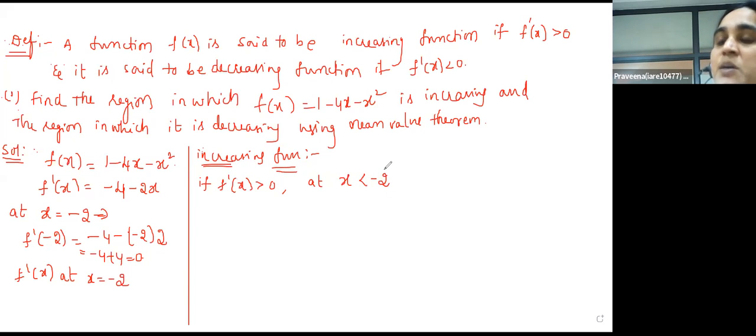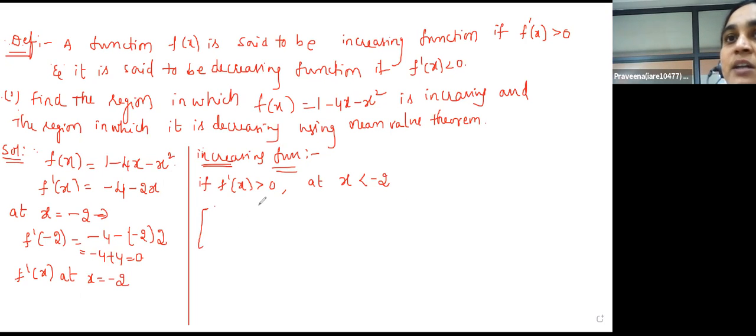At x less than minus 2. X less than minus 2 means what are the values? Tell me. Less than minus 2, what values will there be? Minus 3, minus 4, minus 5, up to minus infinity, right?